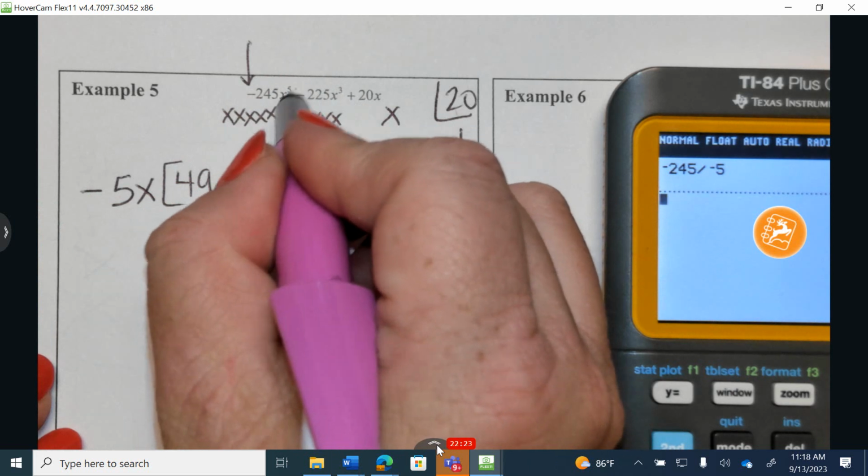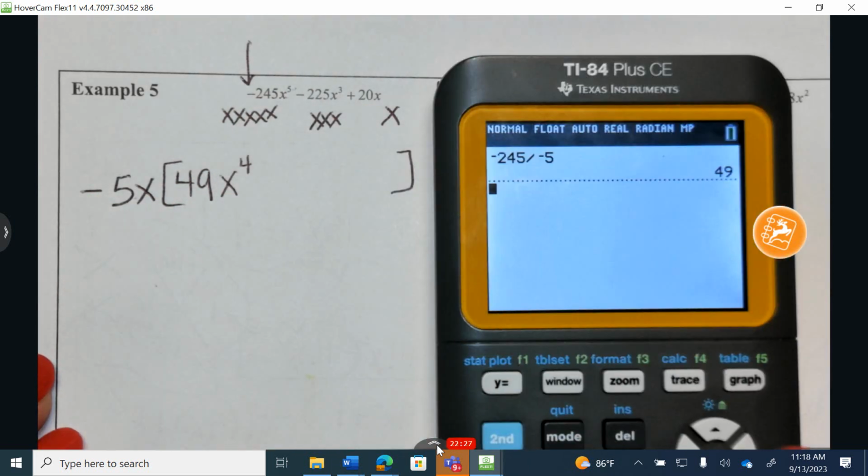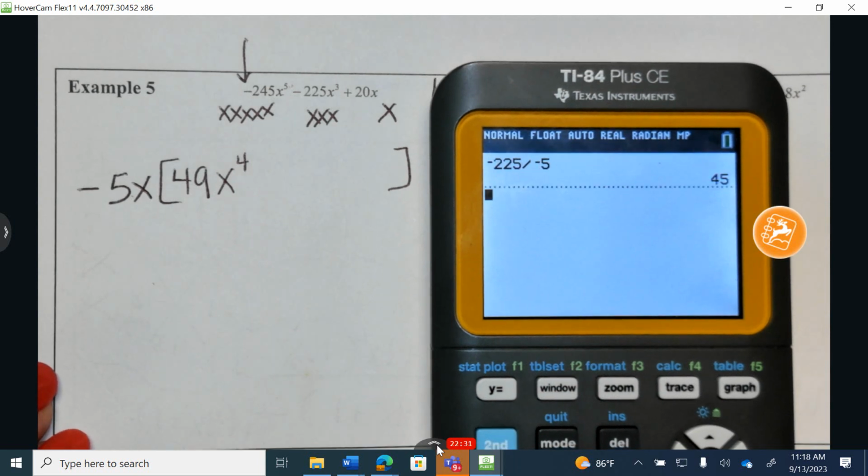I need 5 x's and I only have 1. I'm going to attach 4 more. Then I'm going to do the same thing. Negative 225 divided by negative 5. Positive 45.